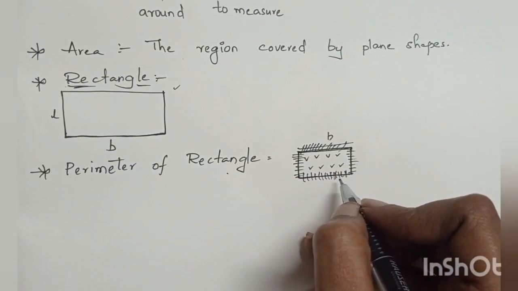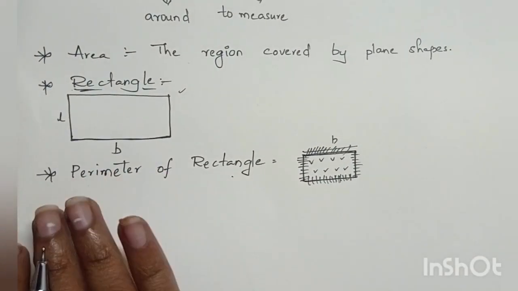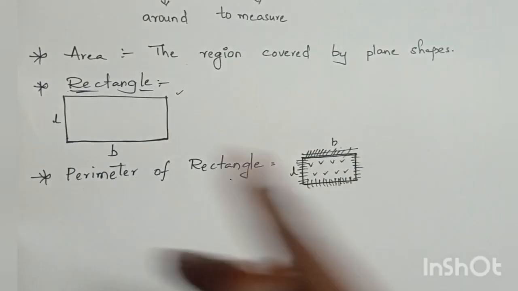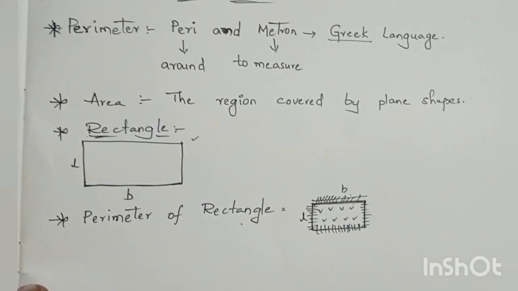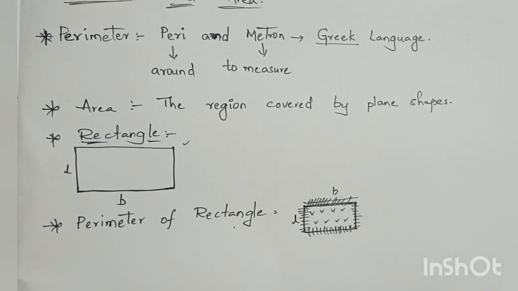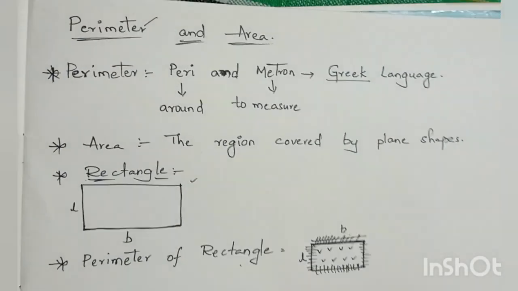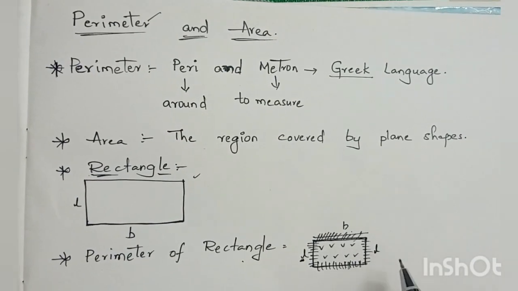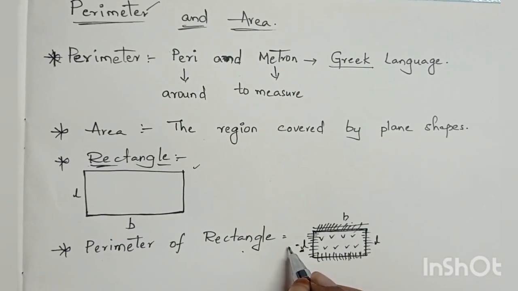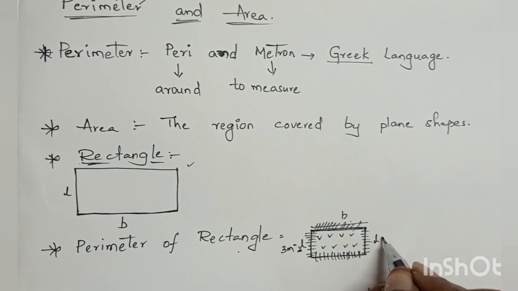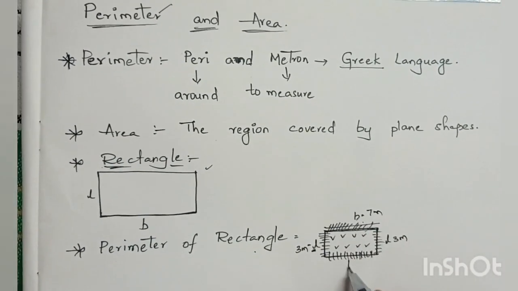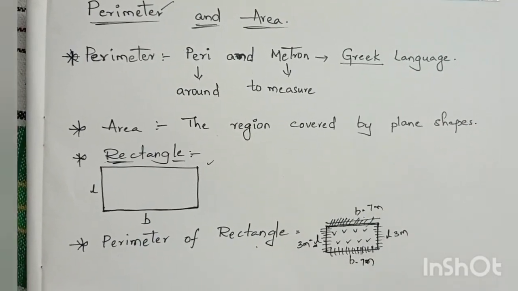So here it is a rectangle. Finding this out is called the perimeter of the rectangle. Here this is length and this is breadth. Let's derive the formula from this. How will a formula come from this? See here. If this is L, this will also be L. That means if this is 3 meters, this will also be 3 meters. If this is 7 meters, the opposite side will also be 7 meters.